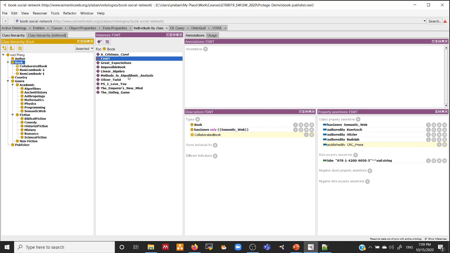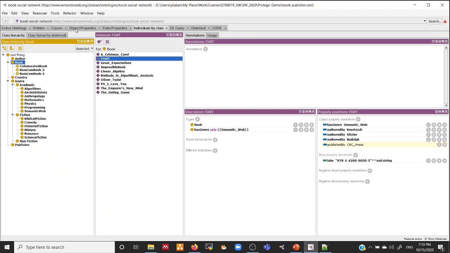So FSWT was under collaborated book. Now we synchronize the reasoner. Now you see this is gone, because the cardinality restriction is now qualified. So we need three authors at the object position of the property authored by. But here we can see that only two are there. Only Quates and Rudolph come under the author category, but Hitzler does not. So the restriction, at least 3 authored by author, is not satisfied. In that case, FSWT will not come under collaborated book.